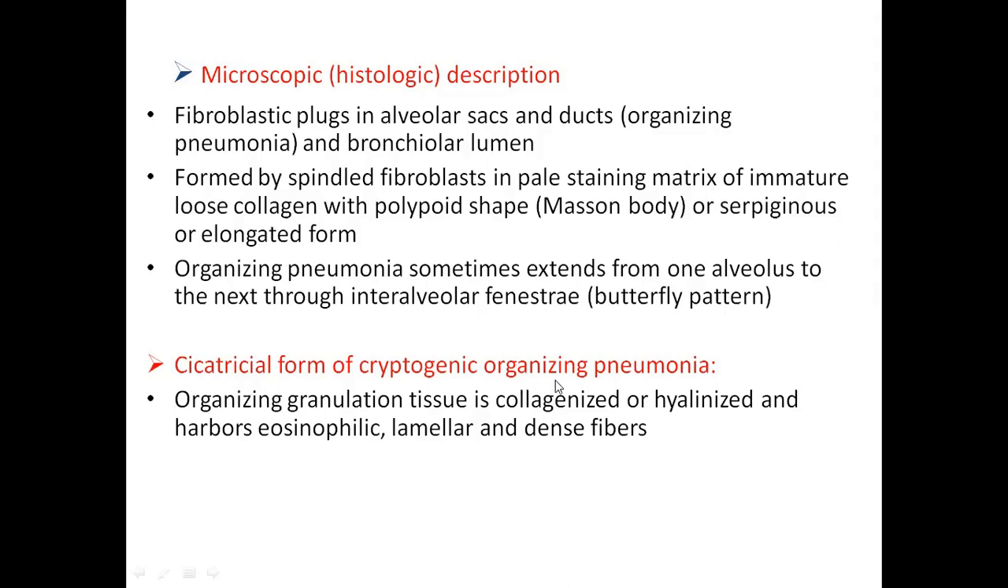Another variant of organizing pneumonia is the sequestratial form, in which the Masson bodies are hyalinized or collagenized, with some collagen or hyalinization inside the granulation tissue. This is known as the sequestratial form of cryptogenic organizing pneumonia. The importance of the sequestratial form lies in the prognosis. Overall, organizing pneumonias have a better prognosis, but the sequestratial form carries a relatively bad prognosis compared to the secondary or the cryptogenic type of organizing pneumonia.